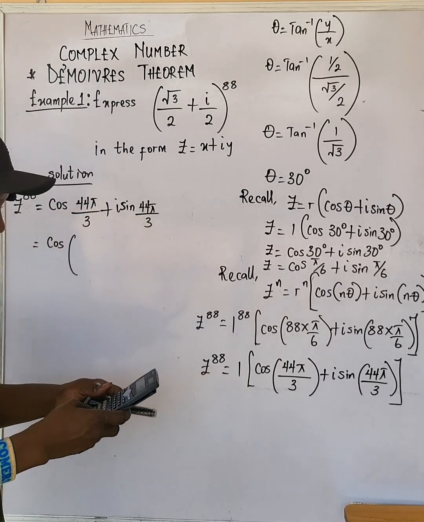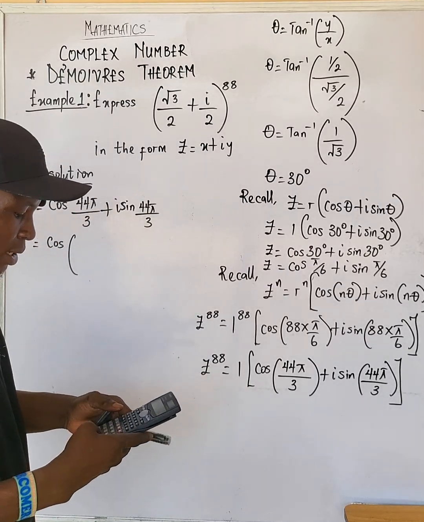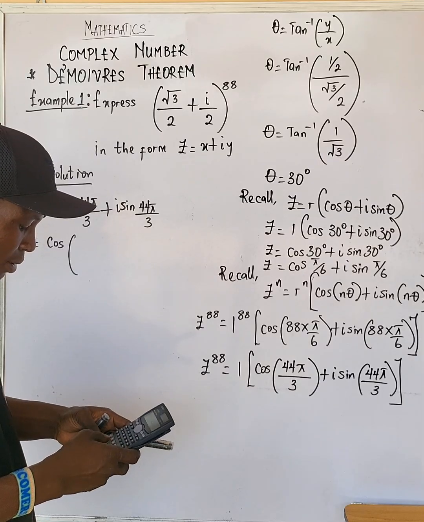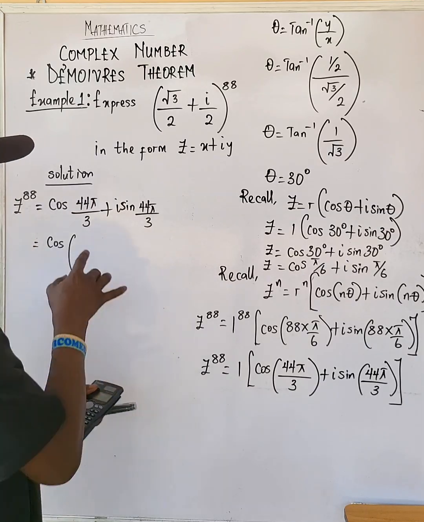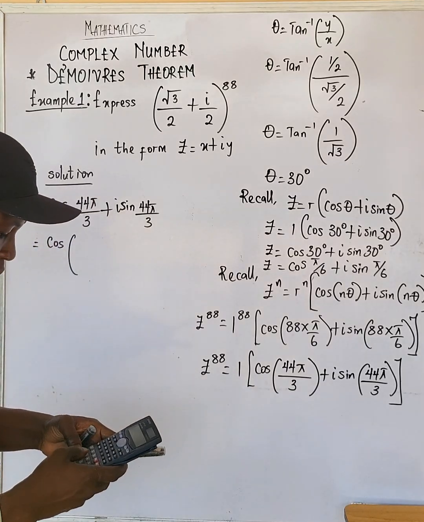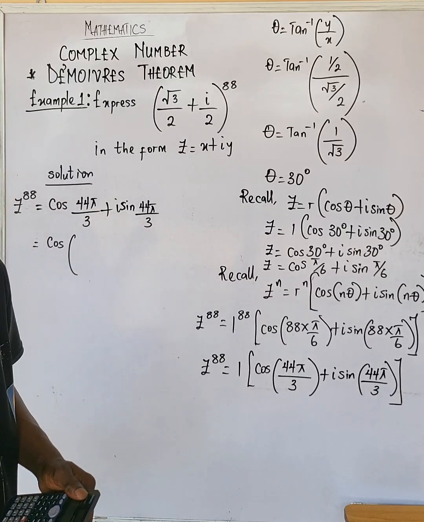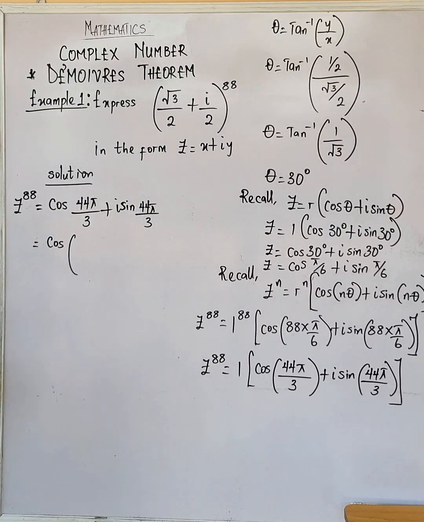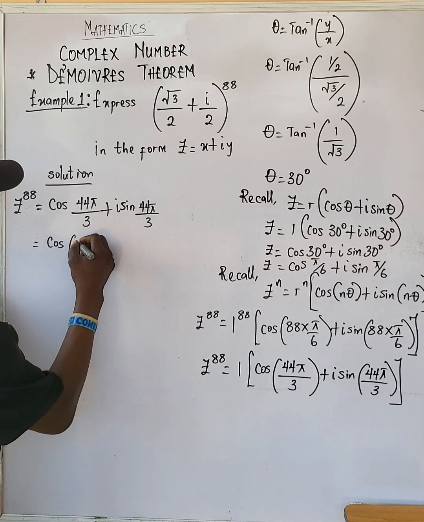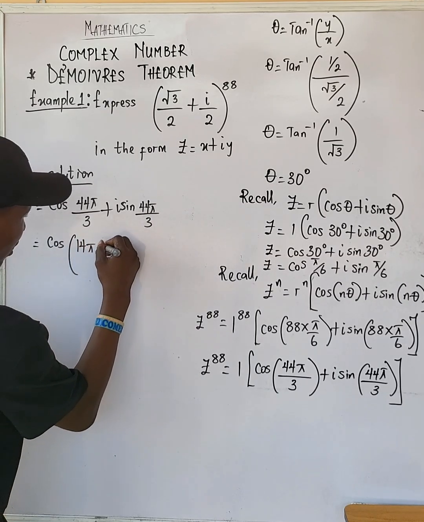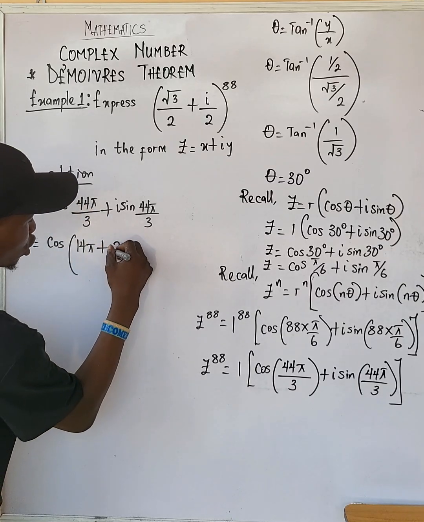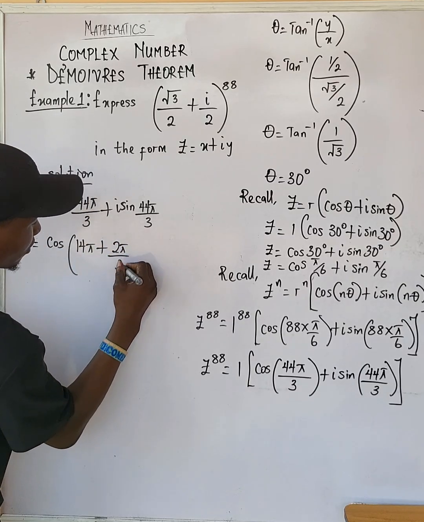Now, let's check. We'll do the trial and error method. Let's use 3 times 20 is 60. It's more than 44, so 20 can go. Let's use 3 multiplied by 15. That's 45. It's more than the 44 we're looking for. So let's use 3 multiplied by 14. That's 42, right? So what will remain? You say 14 pi, then plus, it remains what to complete 44? It remains 2. So you call it 2 pi, then you say over 3.